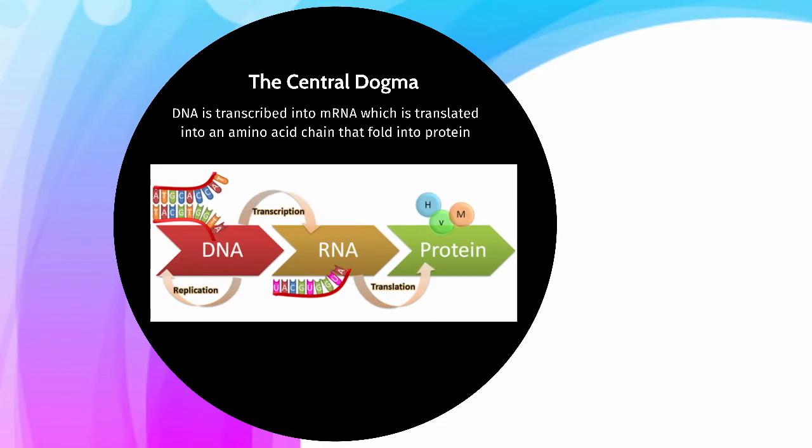The central dogma of biology is the mechanism where parts of the DNA are transcribed into mRNA strands that are then translated into amino acid chains, which fold into protein.